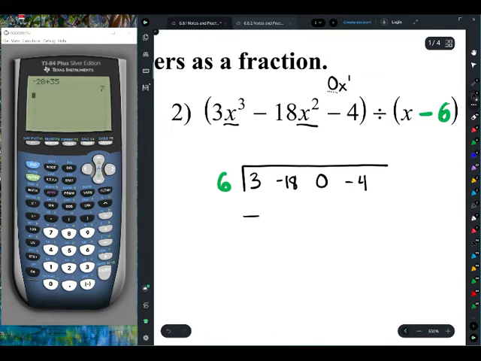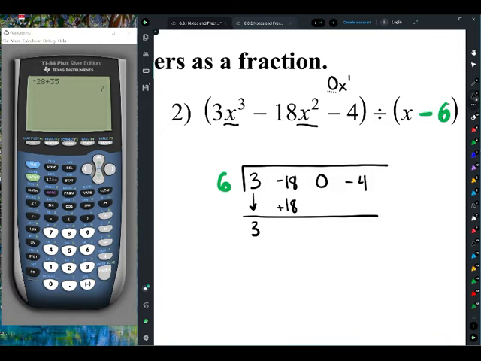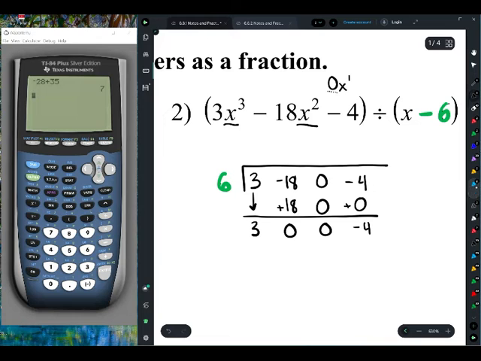Let's remember our steps. Bring on down the 3. 3 times 6 is 18. Add those columns together. 18 plus negative 18 is 0. That's pretty nifty. 0 times 6 is 0, and that's 0 again. And 0 times 6 is 0. When we add those, it's negative 4. Again, negative 4 is our remainder, so we can already add our remainder in there, negative 4 over x minus 6.